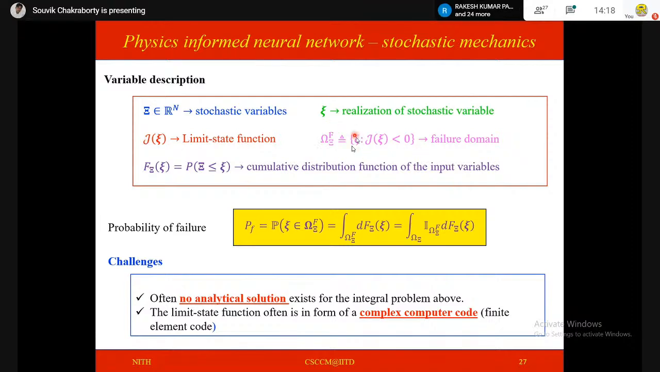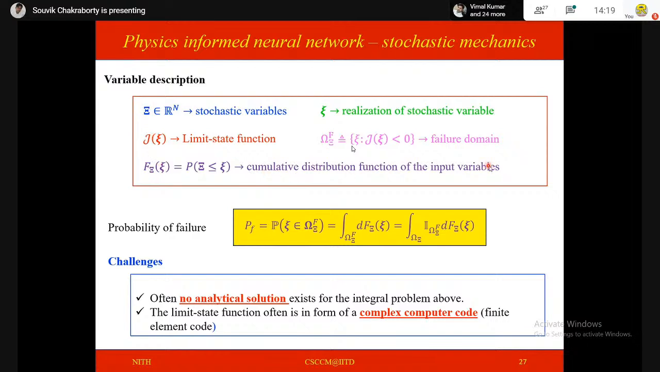And then for all the xi's, all the samples of this xi, for which the limit state function is indicating failure, is known as the failure domain. So the failure domain is all those xi's for which the limit state function is less than 0. So that is how we are defining the failure domain. And then if you see something like this, a capital F, capital Xi, and then in brackets Xi, that is basically your cumulative distribution function of the input variable, known as the CDF. So you know about PDF, this is CDF. You must know about this as well.